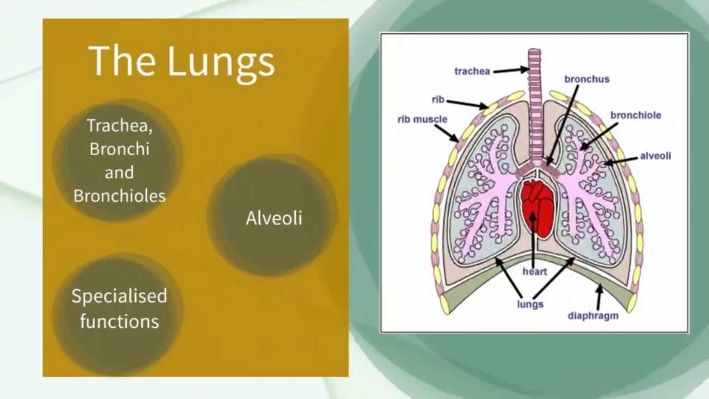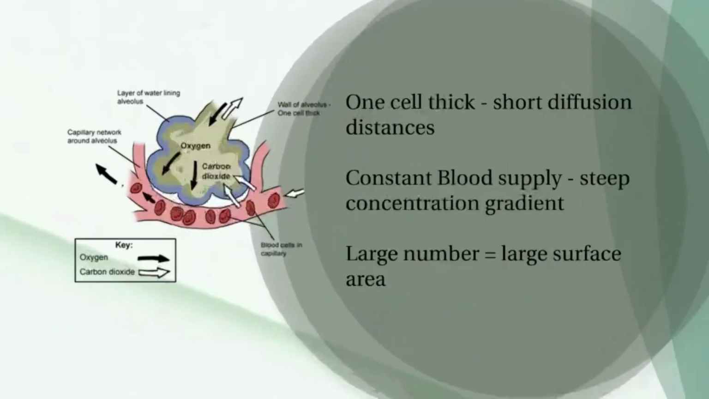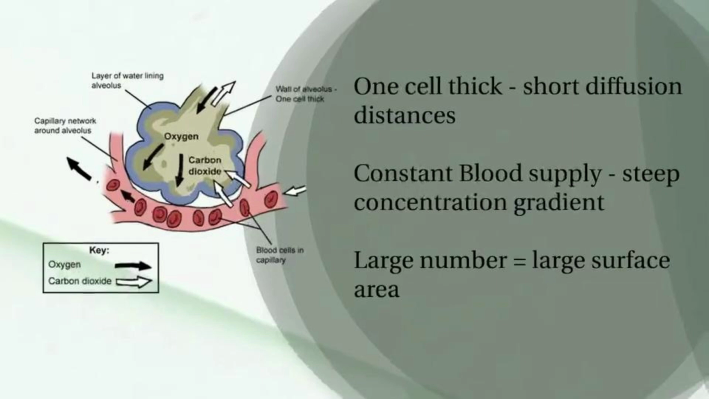Now the alveoli are adapted for gas exchange for the following reasons. They're all going to be the same reasons as we are familiar with when we've looked at other exchange surfaces. They are very thin and they are only one cell thick. So that means there's a very short distance for gases to move across the surface. They are surrounded by capillaries, which are also only one cell thick, which also reduces the diffusion pathway for the gases.